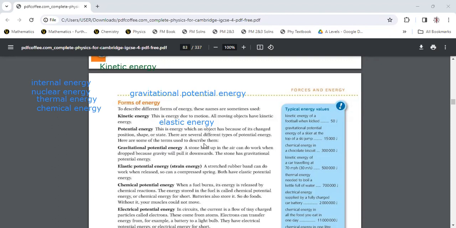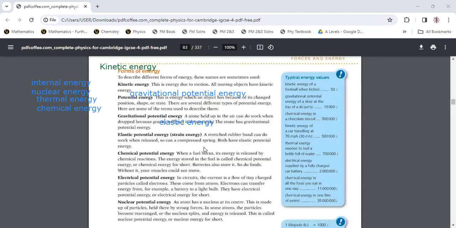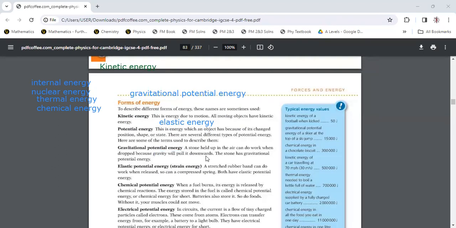So there are a few types of potential energy right here. Let's say a ball is about to fall off a cliff. It has gravitational potential energy. From this example, a stone held in the air can also do work because of its gravitational potential energy. Or how about springs? For example, if you compress a spring before it releases, it contains elastic potential energy.